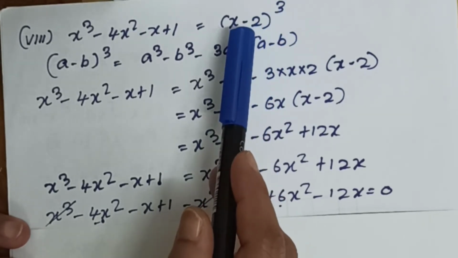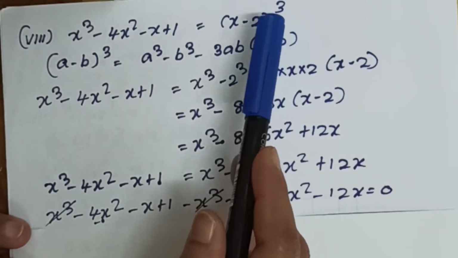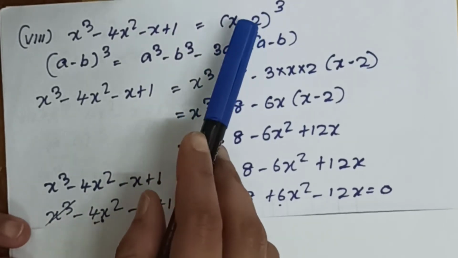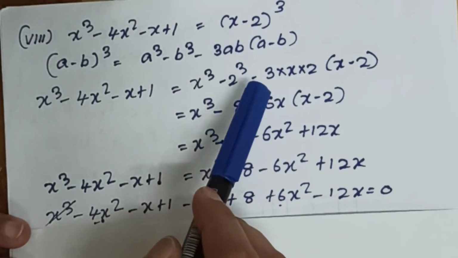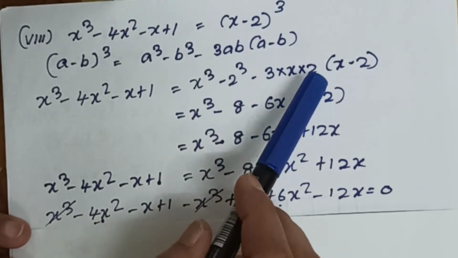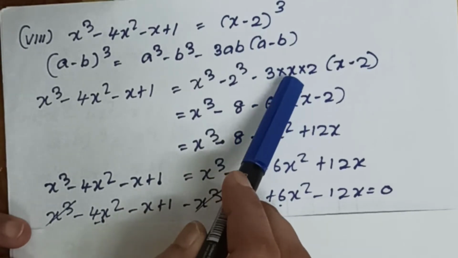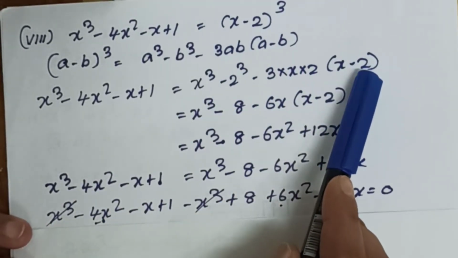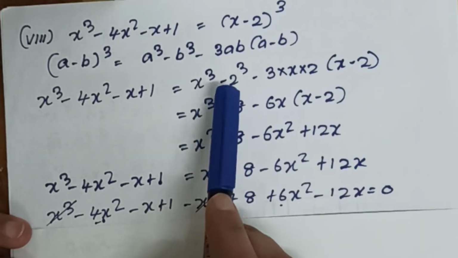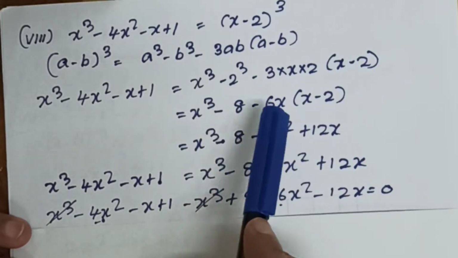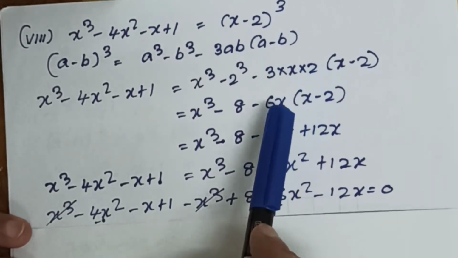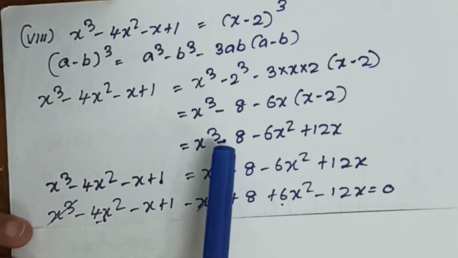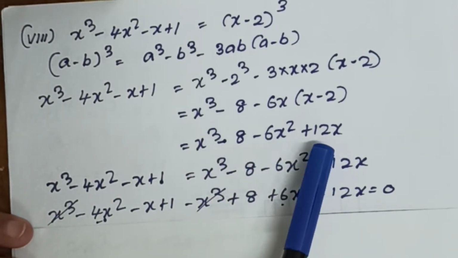So when you expand this using the formula (a − b)³, it will become a³. a is x, x³, and b is 2. b³ means 2³, minus 3 into a into b. a is x, b is 2, 3ab, 3x into 2 into (a − b), (x − 2). So that is x³ minus 2³ is 8, minus 3 into 2 is 6x into (x − 2). Now that is x³ − 8 − 6x² + 12x.